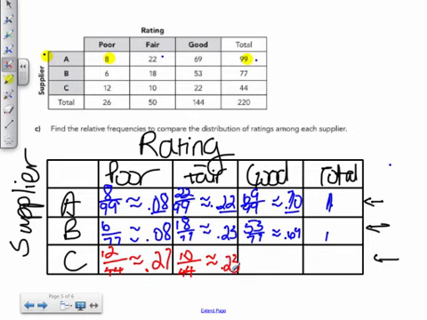And the last one you'll get is 22 out of 44, which is, it's not about, it's actually exactly equal to 0.50 or 50%. So remember again, this means that 50% of supplier C items were rated as good, for a total right here of 100% of all supplier C items.